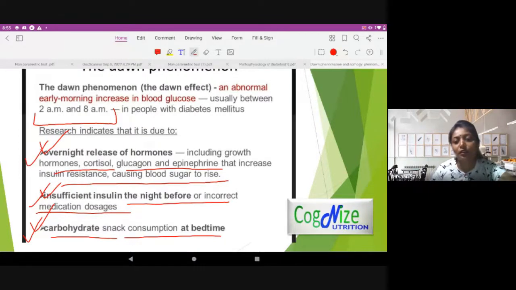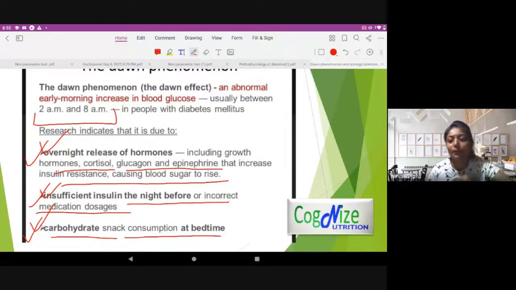Night snacking. What is it? But dawn phenomenon, I am sure that you must have learned or you must have seen any such type of patients. So what do you mostly suggest? What should be done for those who have dawn phenomenon? What can you do?